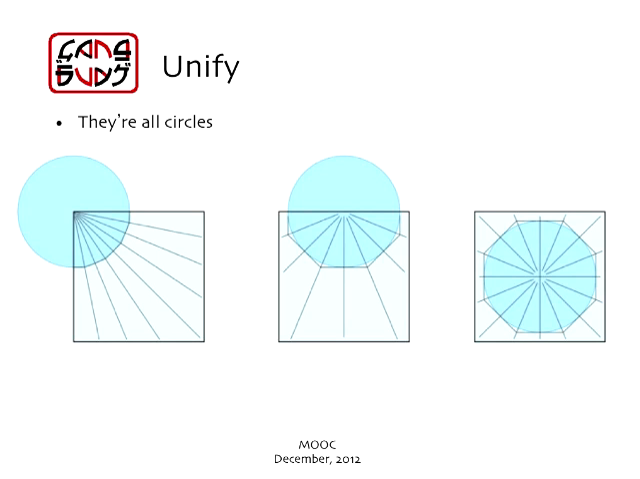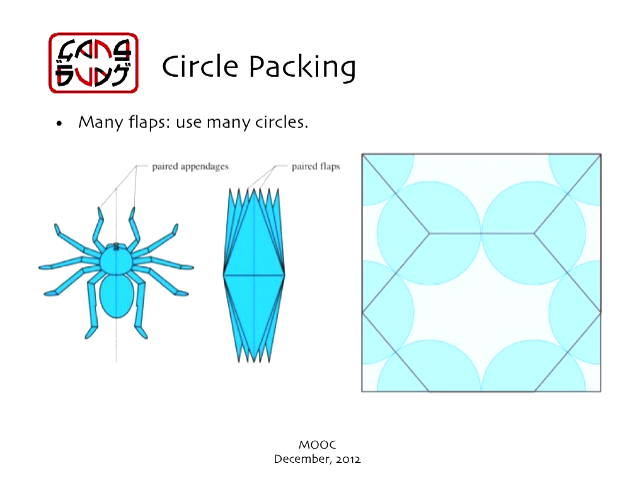And that's the key insight we need to go back and solve the harder problem. How do we design a shape that has many flaps? We just use many circles, one for each flap. So if we want to make a spider that's got, say, 8 legs, it's going to have a base with 8 pairs of flaps, we can find the arrangement by finding a packing of 8 circles on a square. And that tells us how we allocate the paper for this design.